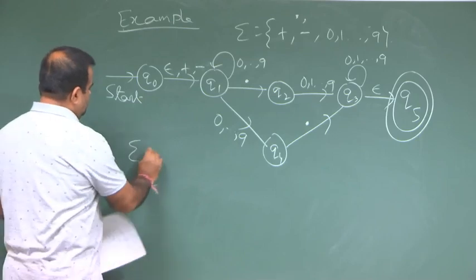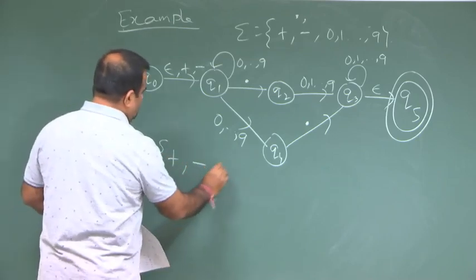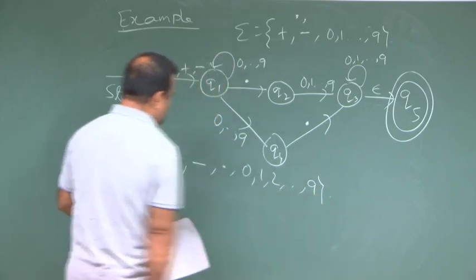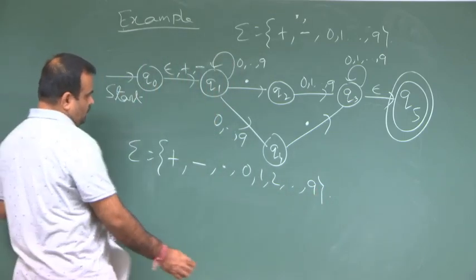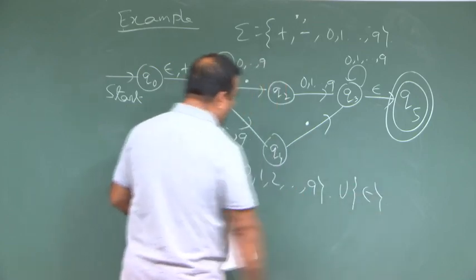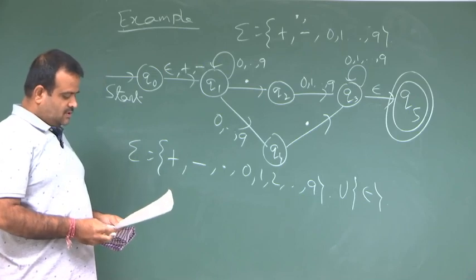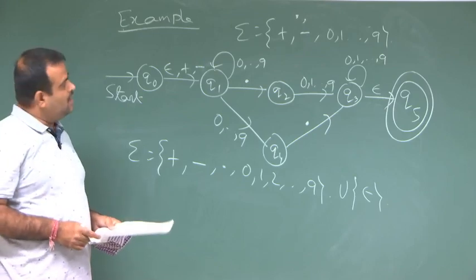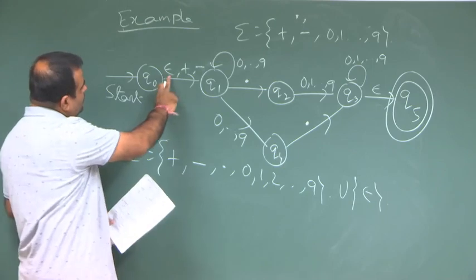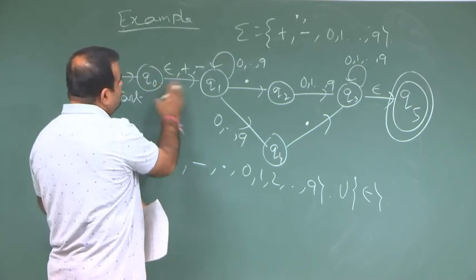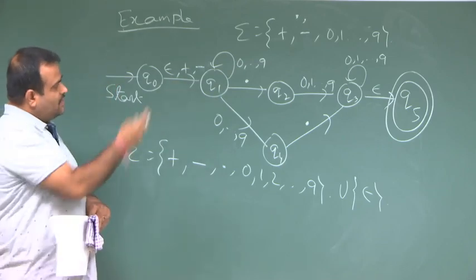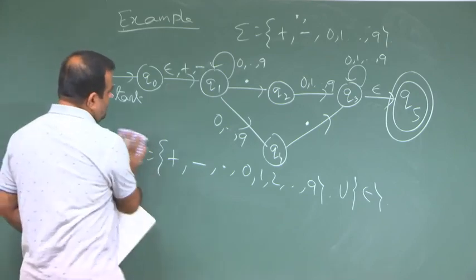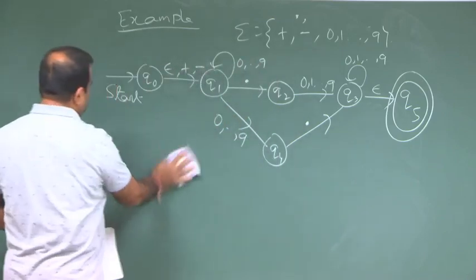So, our sigma is plus, minus, these are the operations, and we have 0, 1, 2 up to 9, all the digits, and we have an epsilon move. Now for this we want to find the language, we want to see what strings are accepted by this. Only epsilon is not accepted, because with epsilon at most we can go to q1, but we have to reach q5 for a string to be accepted.